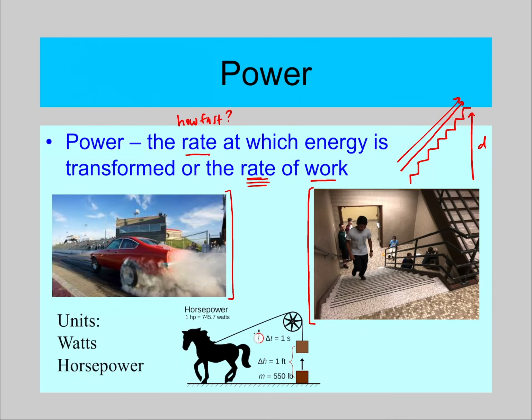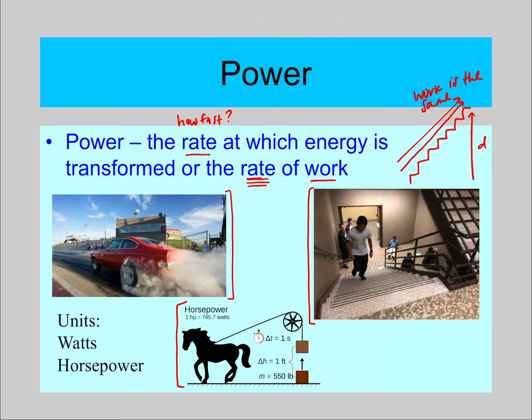However, if you run upstairs very quickly, the rate is much faster. Therefore, you're going to exert more power to run upstairs than to walk. But the one thing that's the same is you're still exerting the same amount of work. So it doesn't matter, the value of work is the same when all things are held constant, whether you run or walk. The thing that changes is how quickly, the amount of time that you are expending.